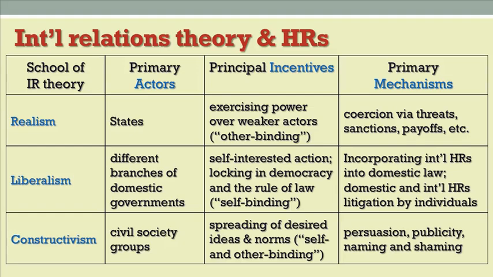And the specific mechanisms by which the powerful attempt to shape the behavior of the weak are coercion through threats, potential sanctions, or even payoffs. It could be financial remuneration, or aid and trade decisions are made in such a way as to influence weaker states in how they respond to international human rights rules and institutions.